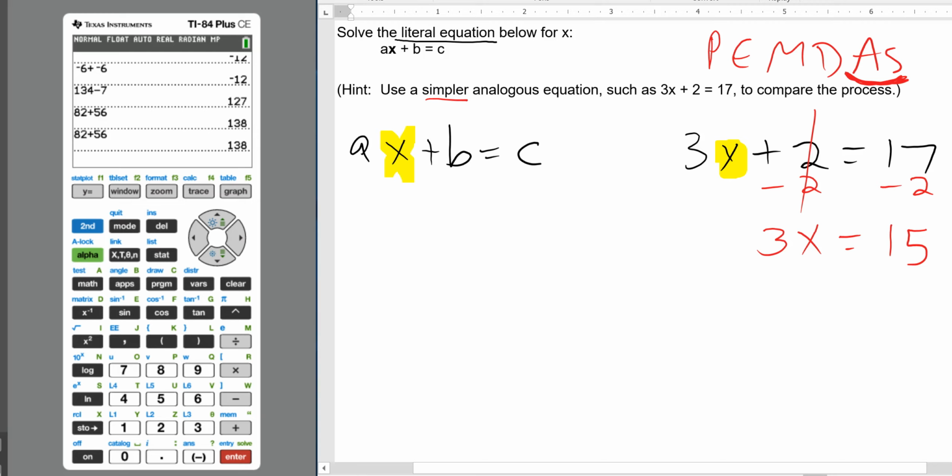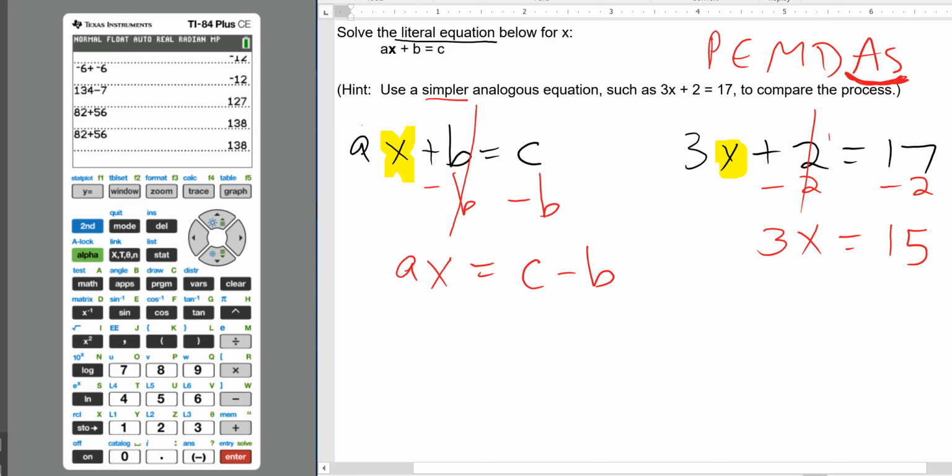Okay, before we go too much further, now we want to compare it to the literal equation, the one with all the letters. We're going to use the same process. You could see in place of the 2, we have the letter b. The inverse of addition is still subtraction. We're going to do minus b on both sides. It doesn't really matter what b is. Positive and negative b will definitely cancel. The only difference is we can't subtract, like 17 minus 2 gave us 15. We don't know what c minus b is, so we need to leave it as the expression c minus b.